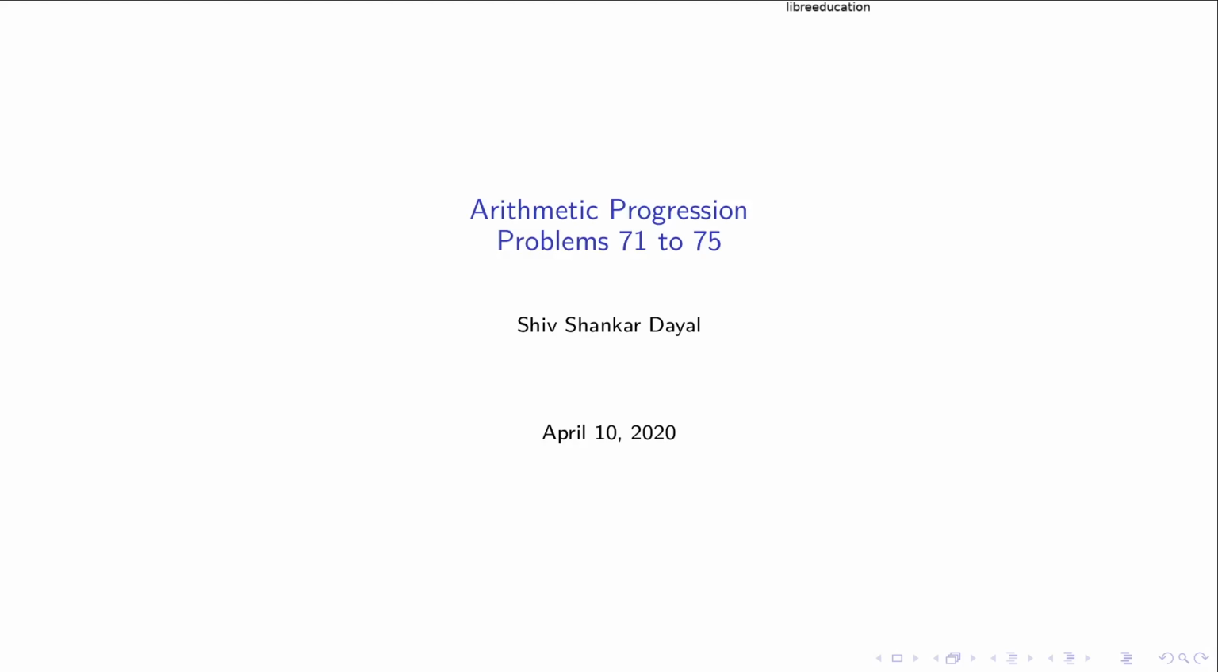In this video, we will solve problem number 71 to 75 of arithmetic progression. It is kind of the place where we will stop doing arithmetic progression problems. But this is not the end because we have not yet discussed arithmetic means problems.